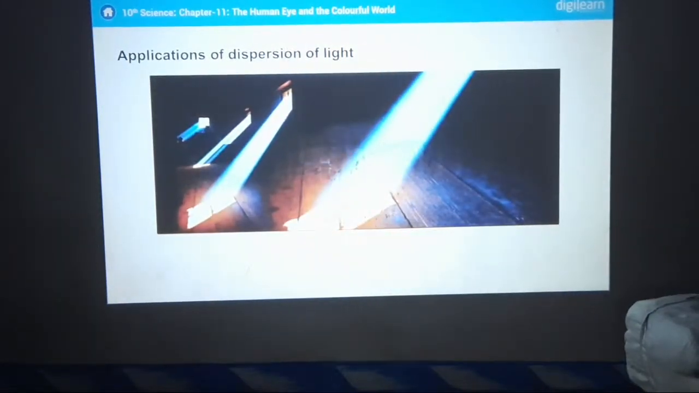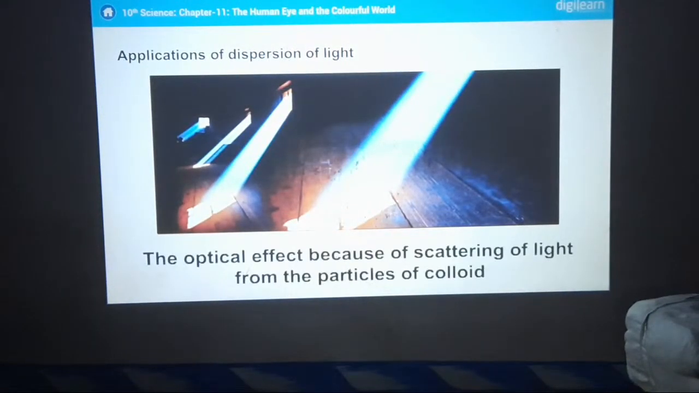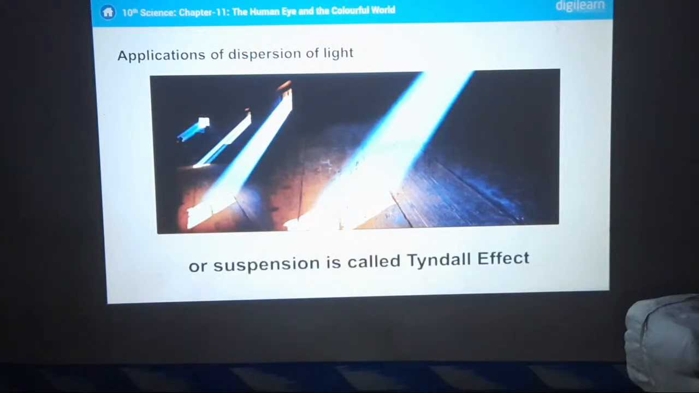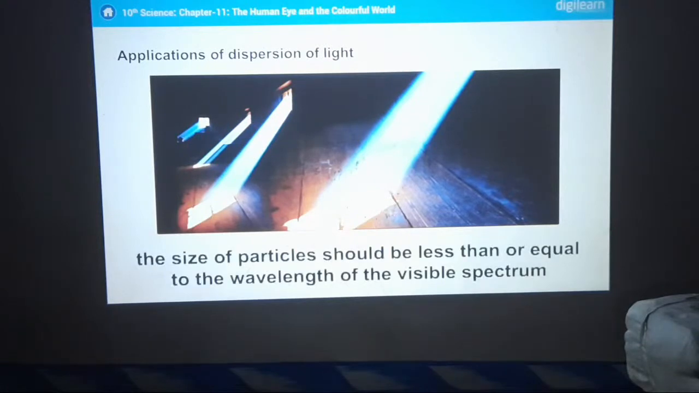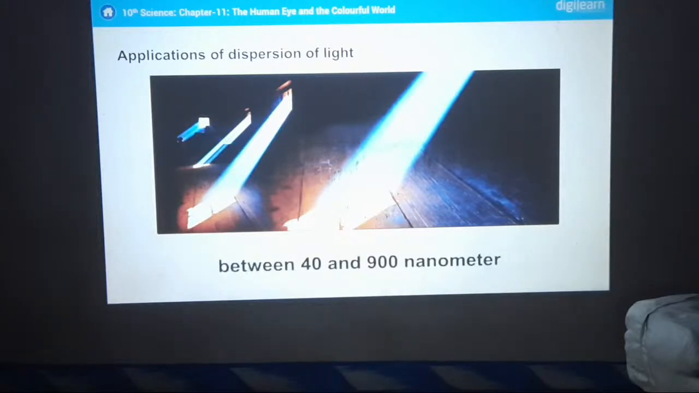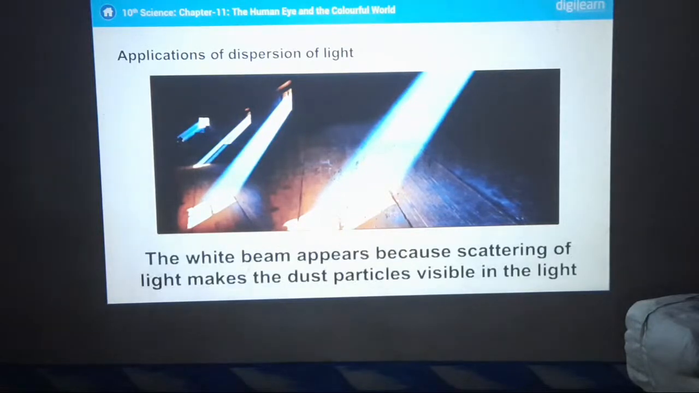Tyndall effect. The optical effect because of scattering of light from the particles of a colloid or suspension is called the Tyndall effect. For the Tyndall effect to be possible, the size of particles should be less than or equal to the wavelength of the visible spectrum. So, the size of particles should be between 40 and 900 nanometers. The Tyndall effect is responsible for many natural phenomena.